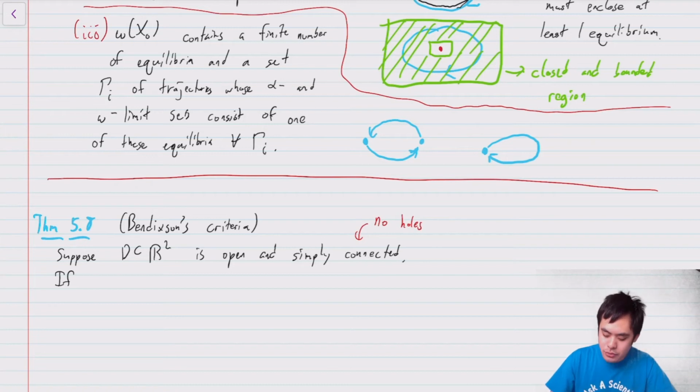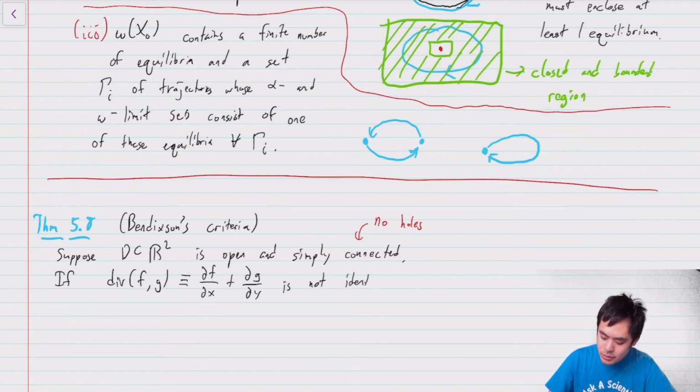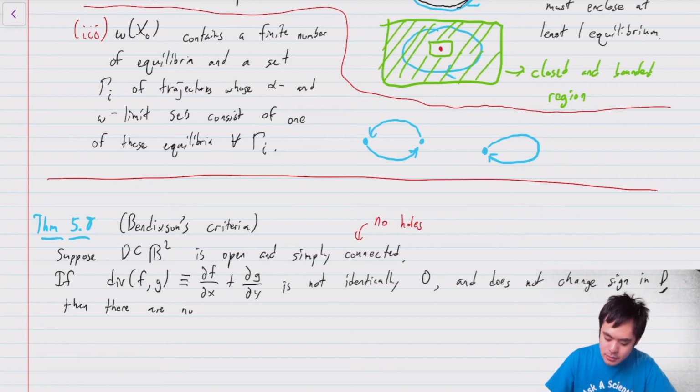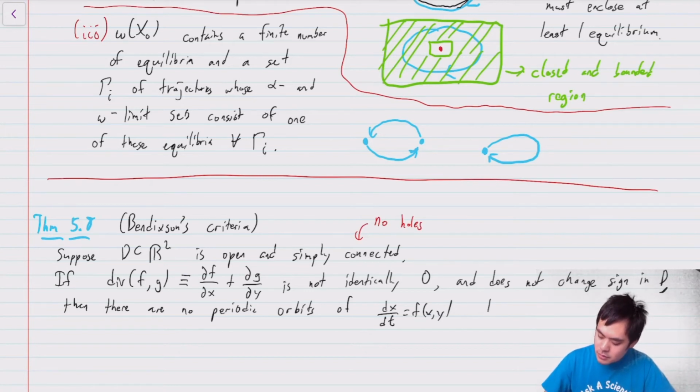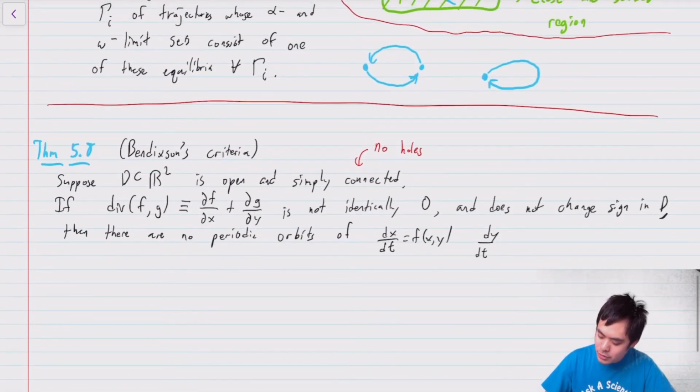Then if the divergence of f and g, which for this two-dimensional case is equal to the partial derivative of f with respect to x plus the partial derivative of g with respect to y, is not identically 0 and does not change sign in D, then there are no periodic orbits of our usual system dx/dt equals f of x, y, and dy/dt equals g of x, y in D.